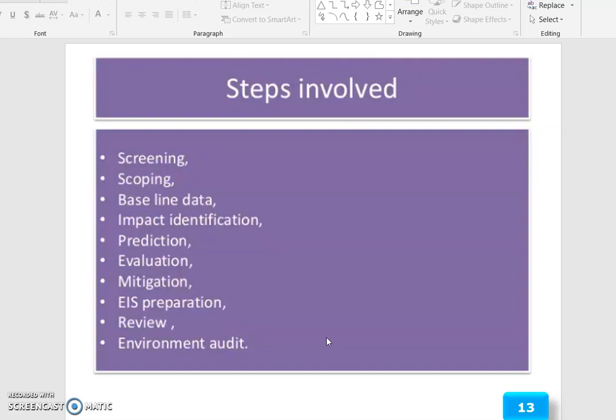What are the steps involved in the EIA process? All four categories have the same steps: screening, scoping, baseline data, impact identification, prediction, evaluation, mitigation, EIA preparation, review, and environment audit.